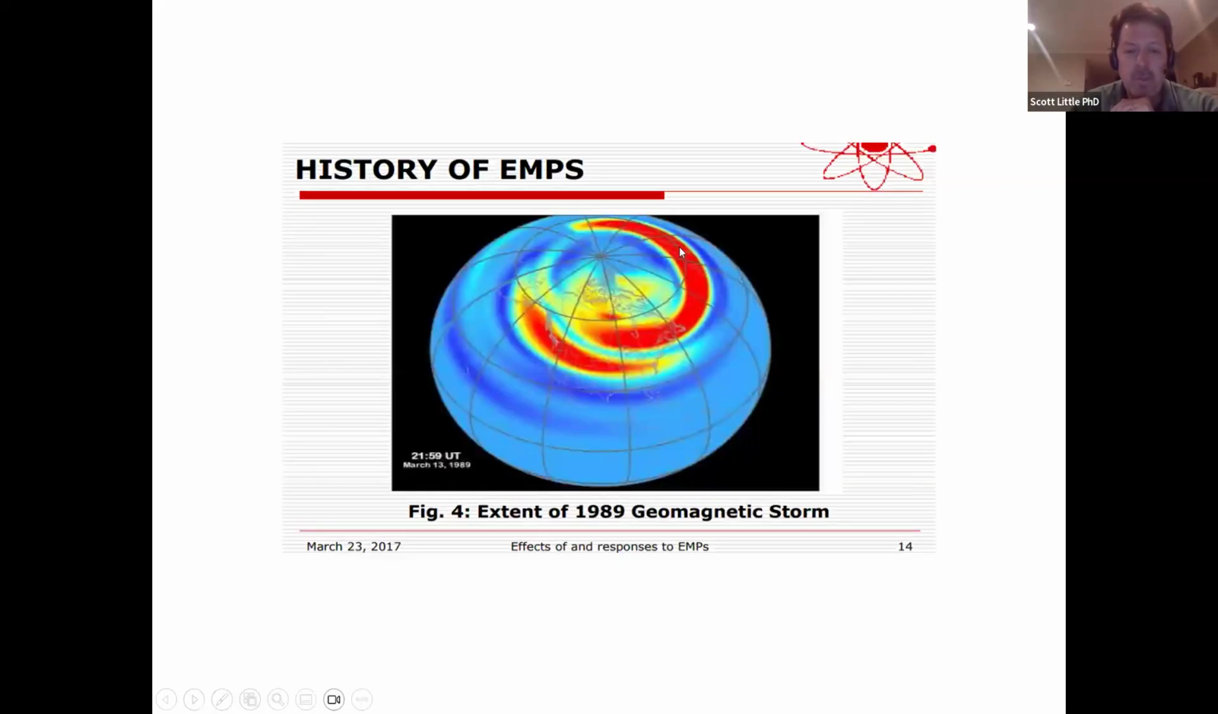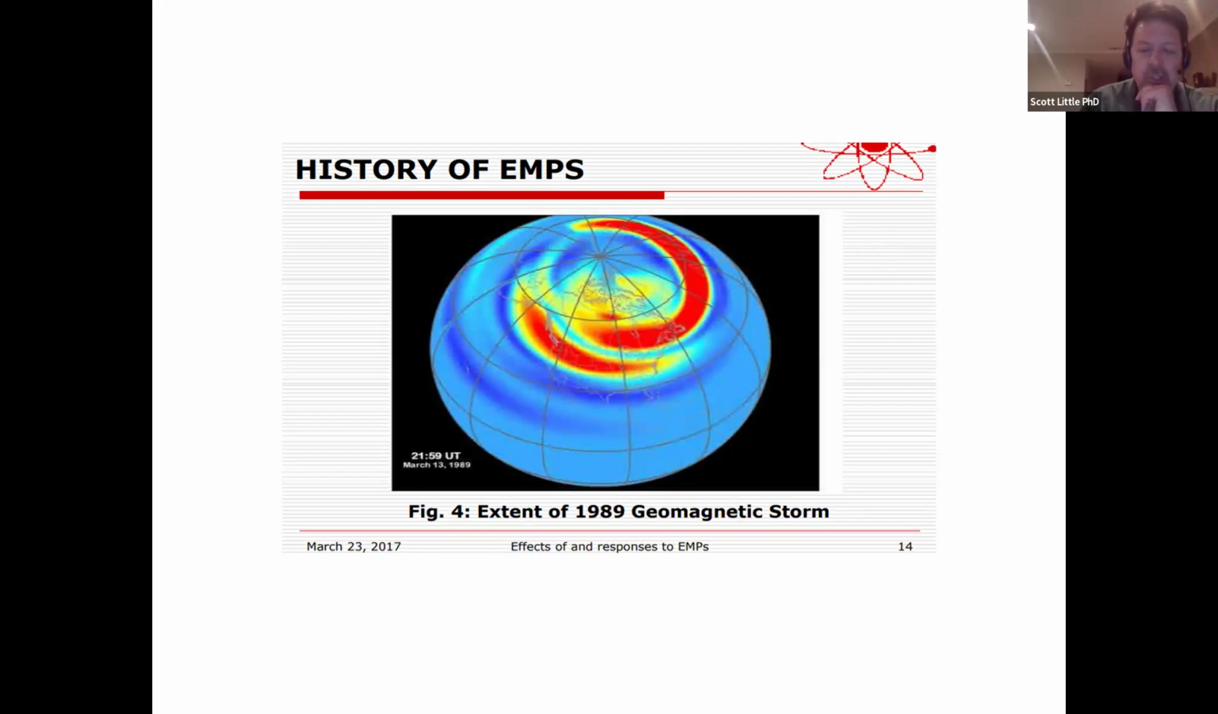And here's an example of one that we had in 1989, where you can kind of see the overlap of the geomagnetic storm, again, the CME, and it turned into an EMP. And if you look towards the bottom of the intensity, you can see it's reaching almost into possibly Northern California, and then going down even to some of the eastern states and whatnot. Reasonably strong one, but wasn't quite as strong as a Carrington event.